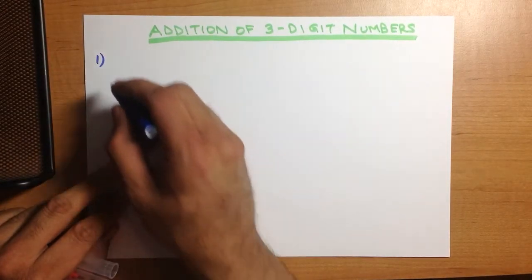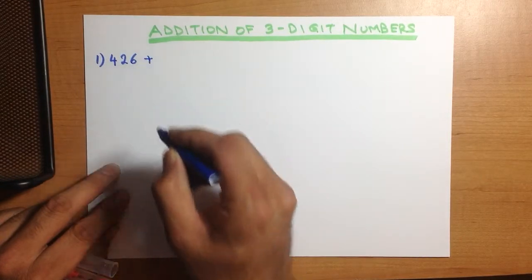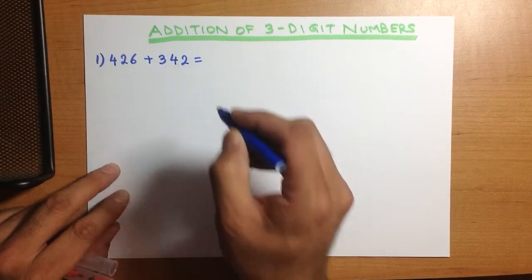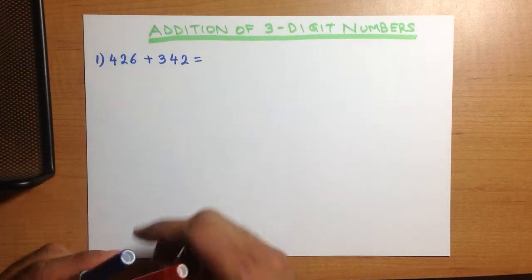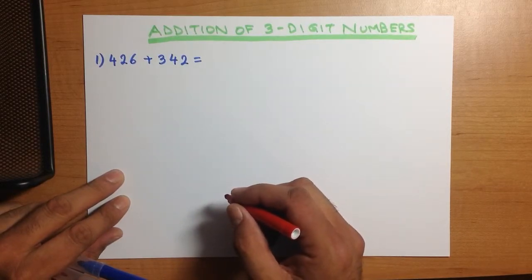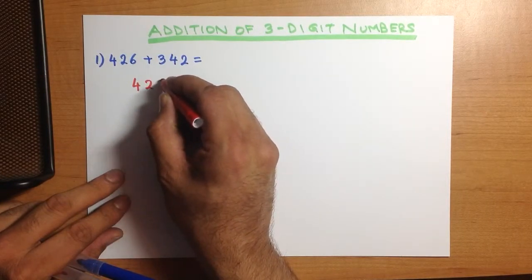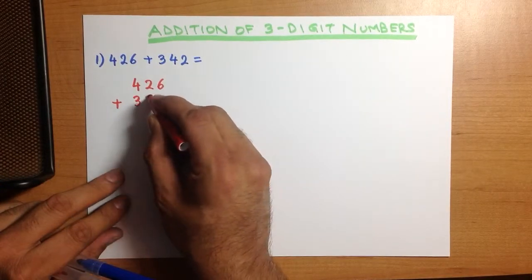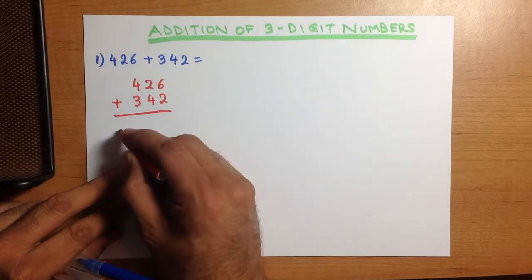What is 426 plus 342? The easiest way to calculate this is using the vertical format. So let's write these numbers down in the vertical format. 426 plus 342. And let's put a nice big equal sign at the bottom.